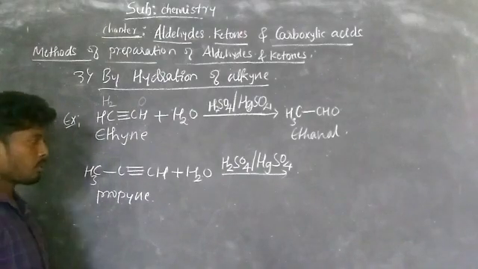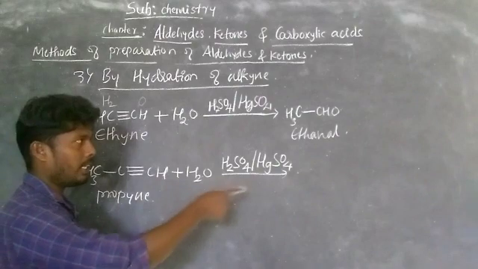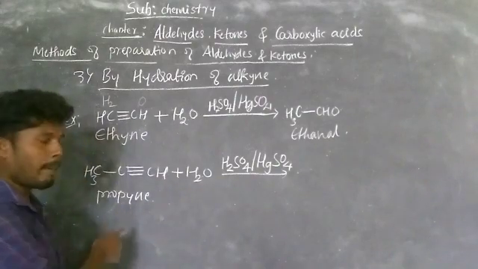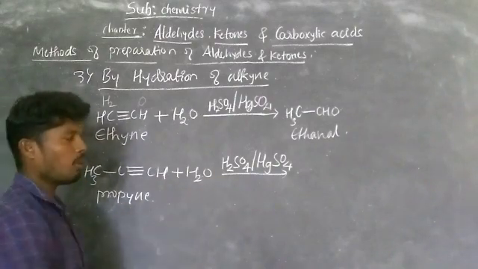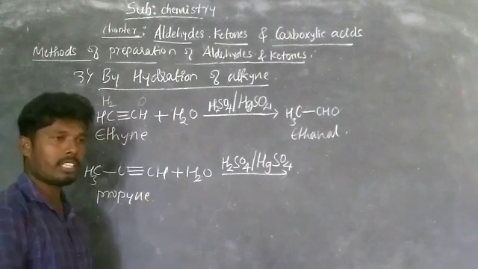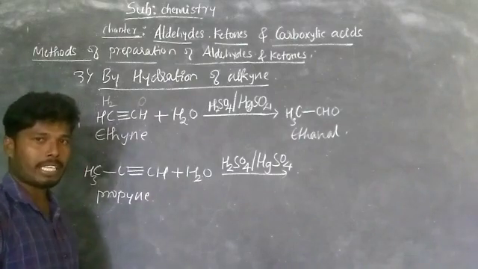So this is the condition to get the respective aldehydes and ketones from alkynes when they undergo hydration by treating with sulfuric acid and mercuric sulfate.